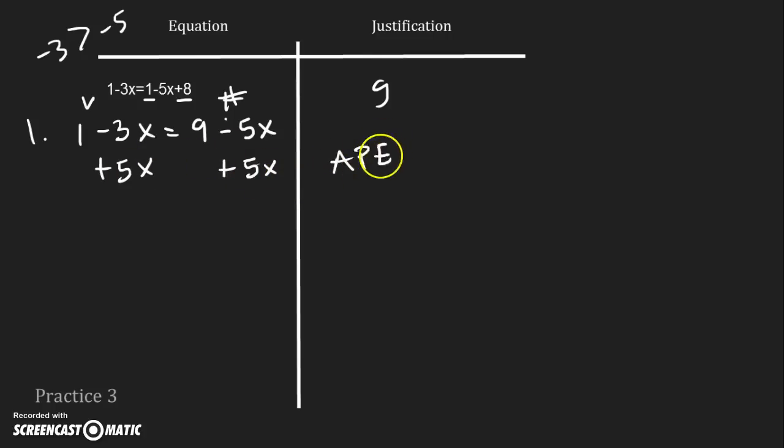Additive property of equality. The second equation, after we simplify, we've got 1 minus 3x plus 5x. These combine to a positive 2x, so we've got 1 plus 2x equals 9 minus 5x plus 5x. Those go to 0. When we add them, we're just left with 9. That's a plus. Sorry, it looks like a times. It's not a times, it's a plus.